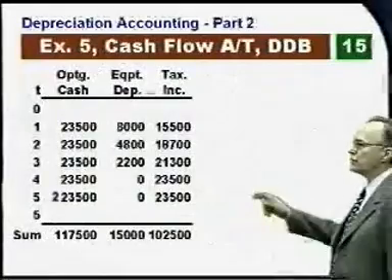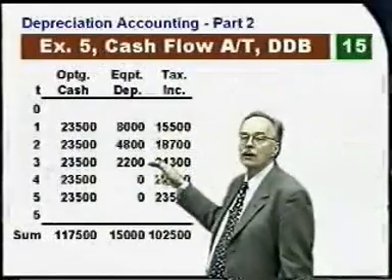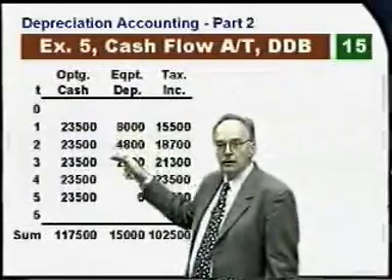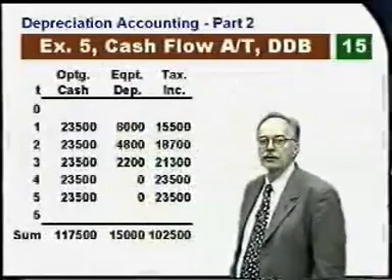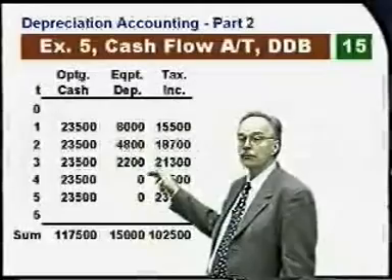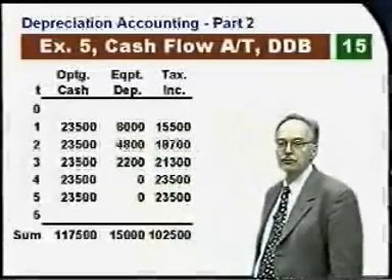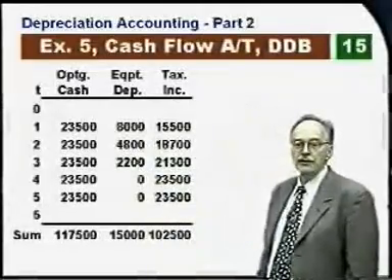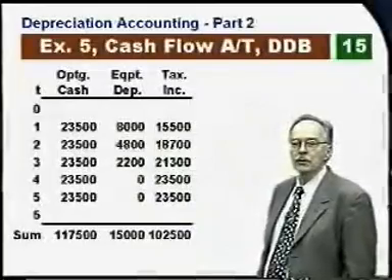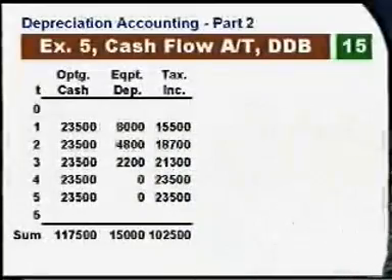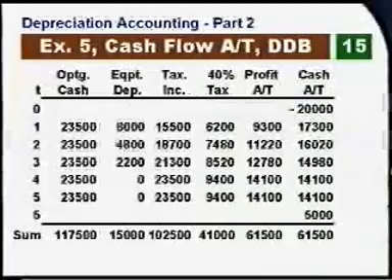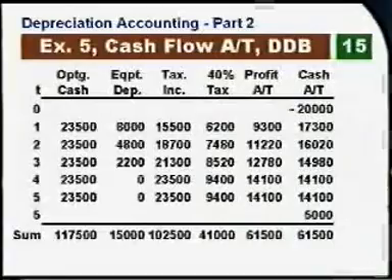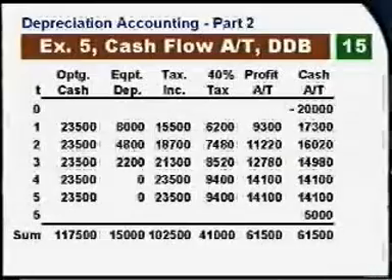So let's enter these depreciation expenses then and apply them to the operating cash to get our taxable income. Again, notice that in the 4th and 5th year, there's no depreciation because we've already reached the estimated salvage value. Then in the traditional method, we apply the 40% tax to get our profit after tax. The cash flow after tax is again obtained in the same manner. In the first year, 9,300 profit after tax.